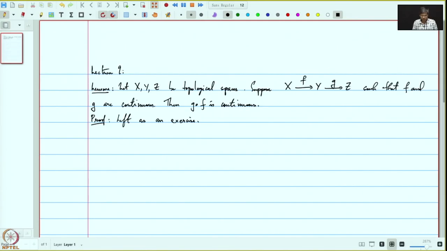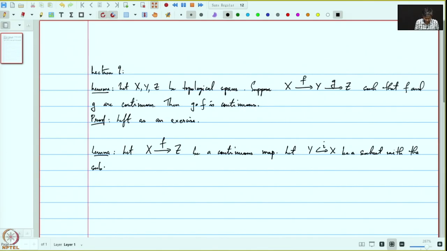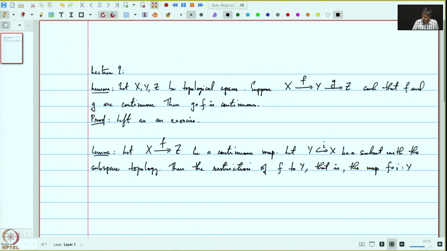Okay, so this is one very basic lemma, and another very basic lemma is the following. Let F from X to Z be a continuous map, and let Y contained in X be the inclusion of a subspace, a subset with the subspace topology. Then the restriction of F to Y, that is the map F compose I, this from Y to Z, is continuous.